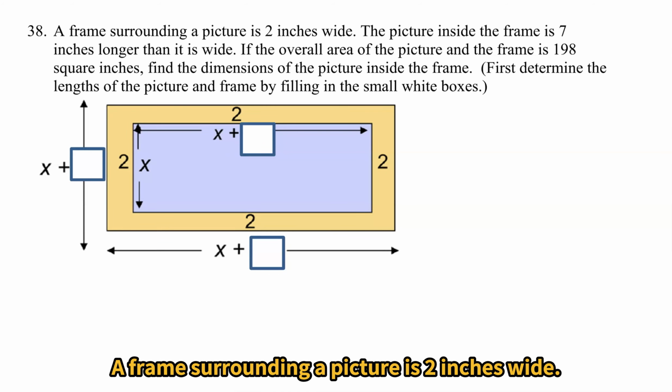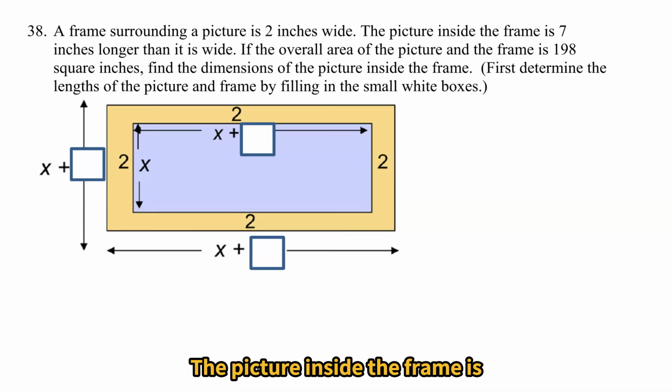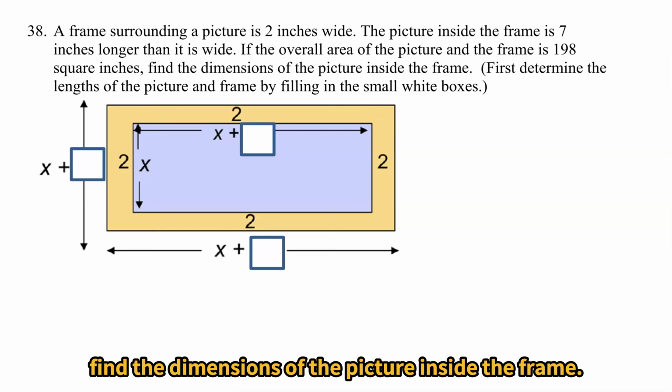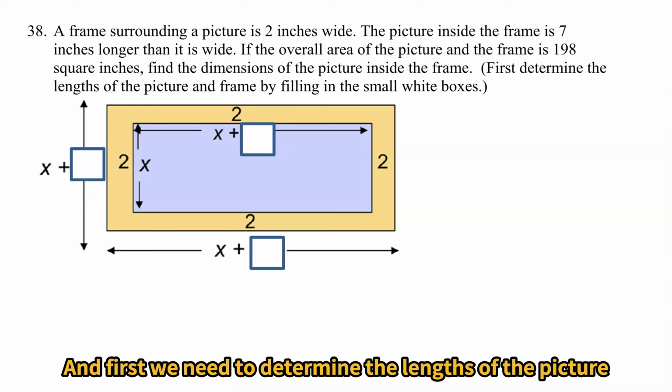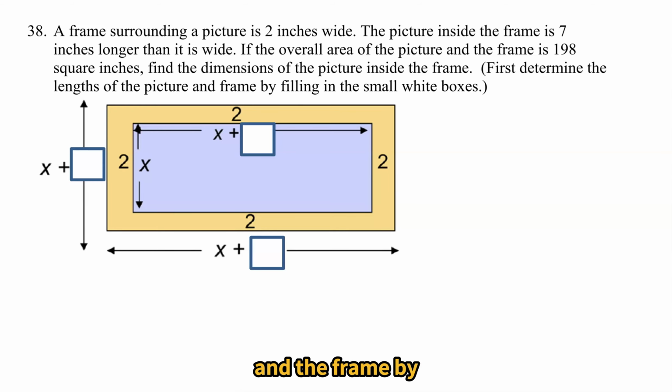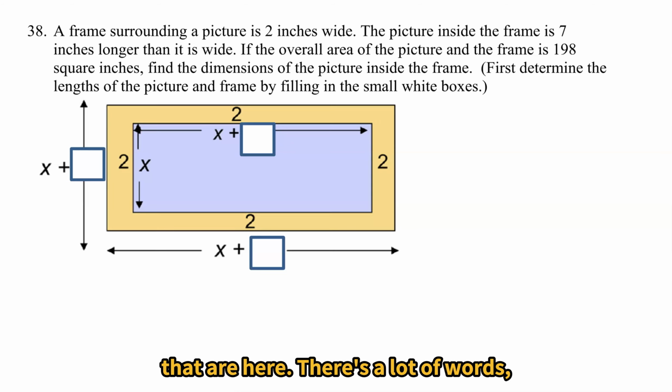A frame surrounding a picture is 2 inches wide. The picture inside the frame is 7 inches longer than it is wide. If the overall area of the picture and the frame is 198 square inches, find the dimensions of the picture inside the frame. And first we need to determine the lengths of the picture and the frame by filling in these white boxes that are here.